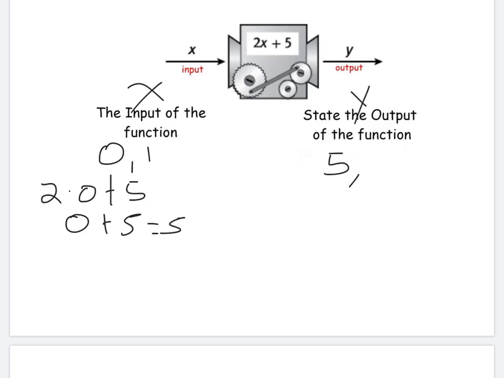I want to do the same thing for my other input. My other input is 1, so I'd have 2 times 1 plus 5. 2 times 1 is 2, plus 5, which would give me 7. So my output or my range would be 7 and 5 if my input or my domain are 0 and 1.